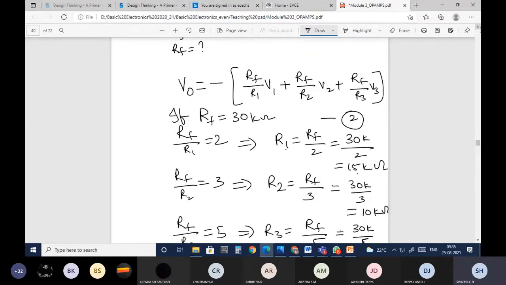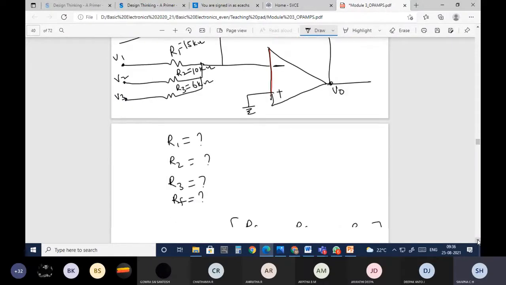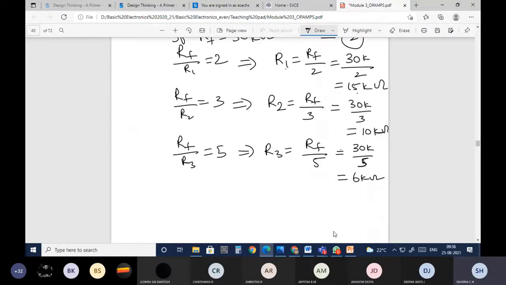Finally, you can mention it in the circuit. R1 we have got as 15 kilo ohms. First we assumed RF to be 30 kilo ohms. R2 we have got as 10 kilo ohms, and R3 we have got as 6 kilo ohms. So this is the designing of the adder circuit. If you do this much, you'll get 6 marks. Hope this is clear to you. I'll go with the next problem.